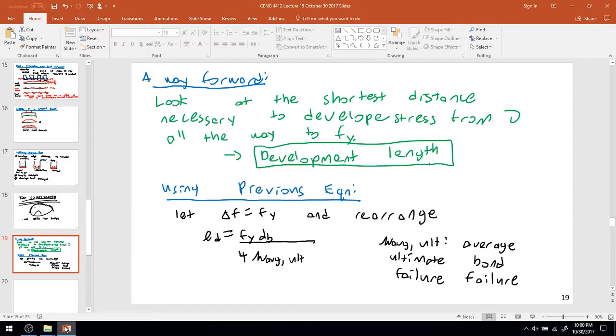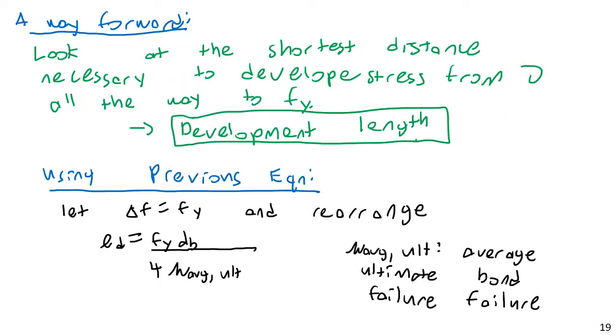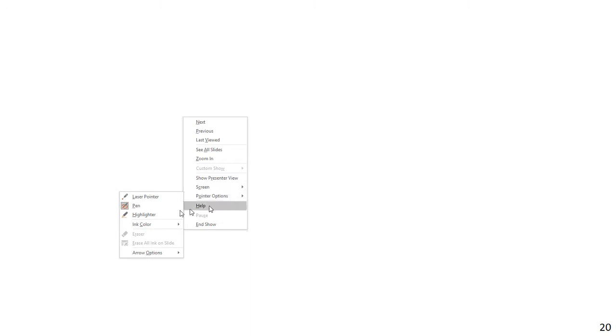In the second part of this lecture, we looked at the theory, from base principles, behind development length. And now we're going to look at how the ACI code handles development length in terms of code equations. So development length, or in other words, designing for development length.